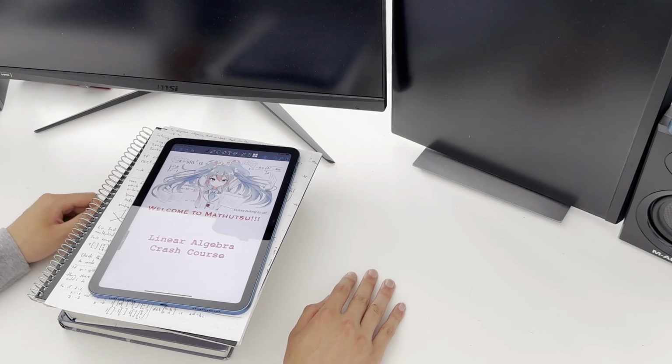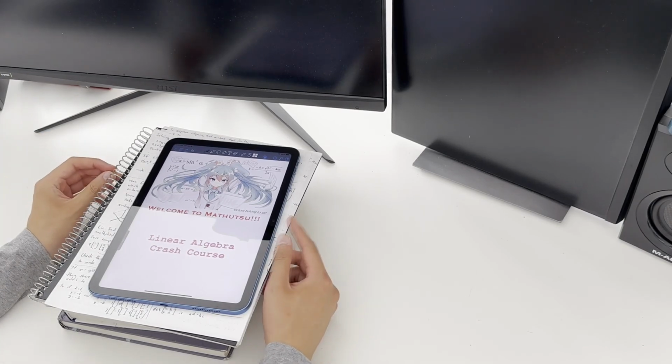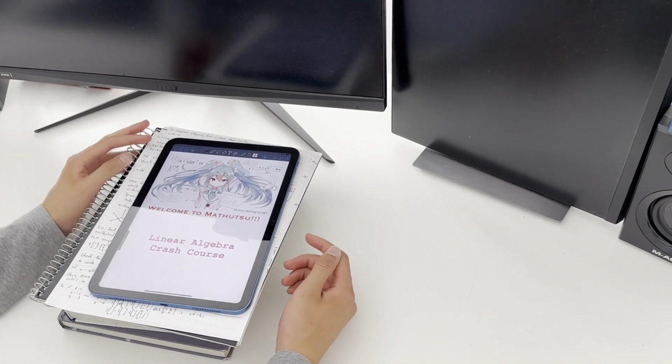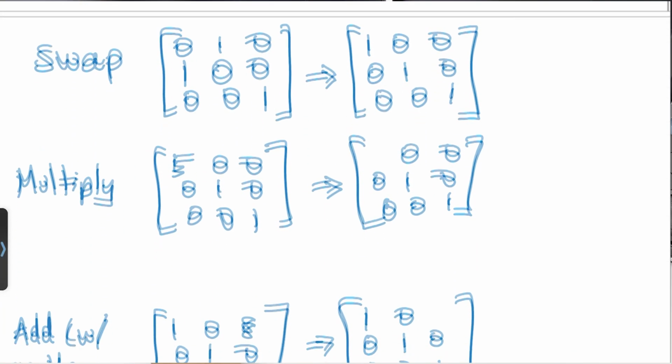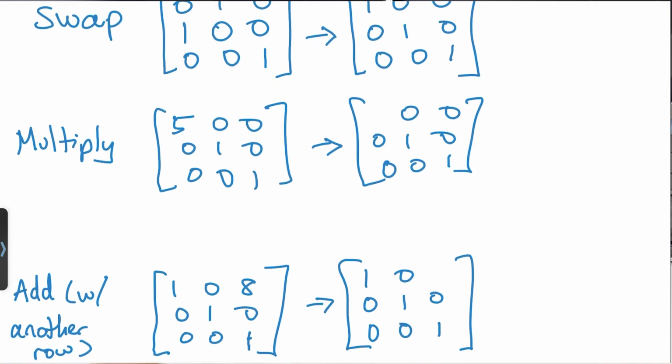Linear algebra crash course, which is going to go through a full semester of linear algebra. And I'm kind of making this because my teacher did not really explain or show what was going on, so I wanted to do that in this video. So the first thing we're going to look at is just a few basics. These are going to be elementary row operations and matrix multiplication, which is basically what linear algebra is.